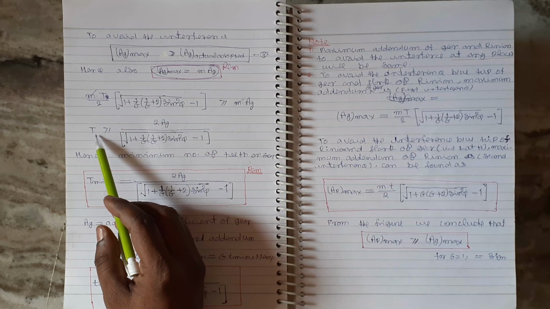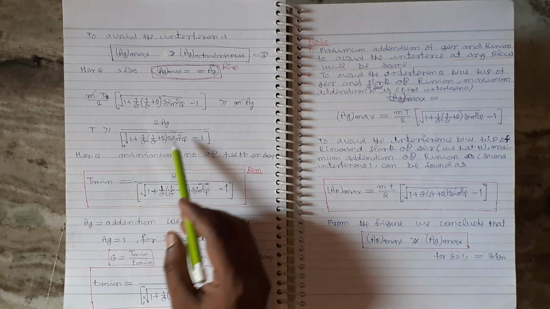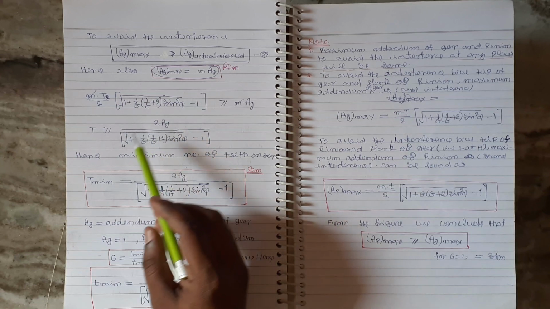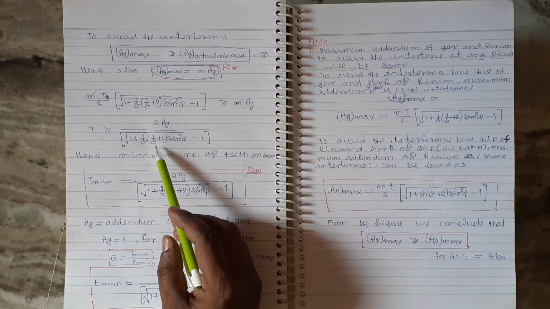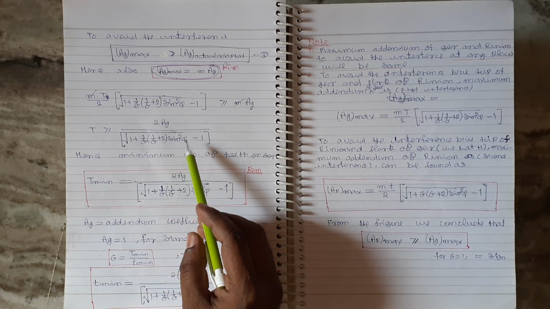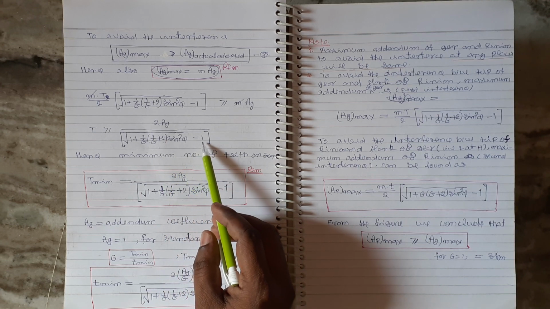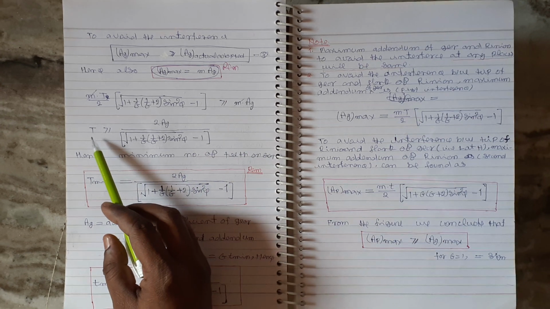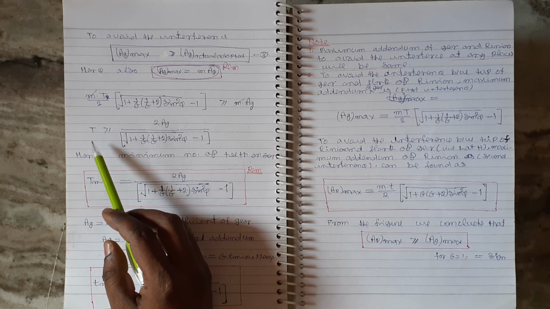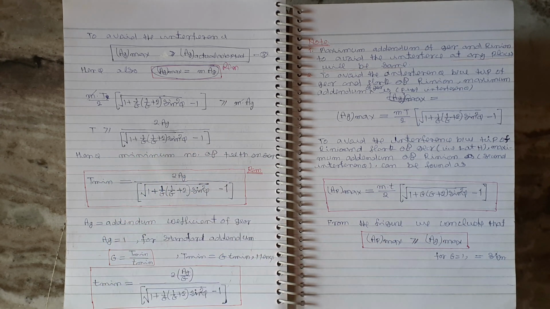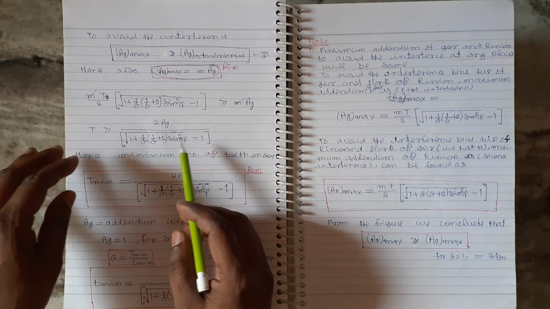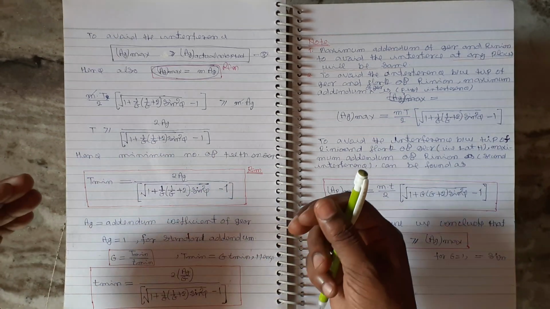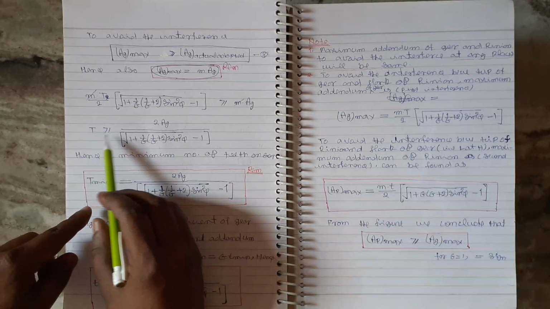So what we are getting, this T should be greater than or equal to 2 times AG divided by root 1 plus 1 by G, inside the bracket 1 by G plus 2 into sine square phi. Outside the root this is minus 1. So the number of teeth on the gear to avoid the interference should be greater than or equal to this. So what should be the minimum number of teeth? If the number of teeth on the gear should be greater than or equal to this, then the minimum can be equal to this.